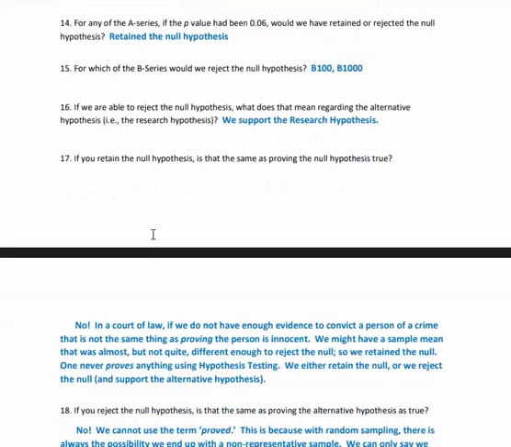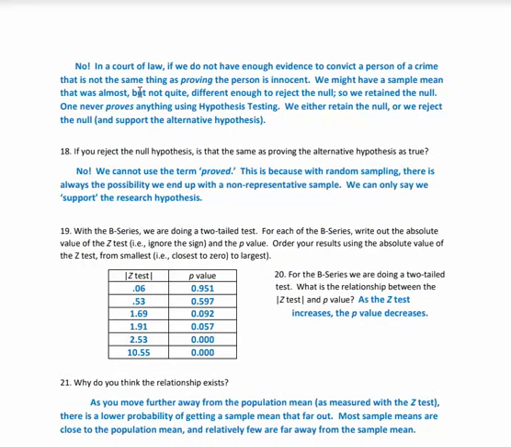Okay, let's see. Number 17. If you retain the null hypothesis, is that the same as proving the null hypothesis true? And our answer is no. In a court of law, if we do not have enough evidence to convict a person of a crime, that is not the same thing as proving the person is innocent. We might have a sample mean that was almost but not quite different enough to reject the null. So we retain the null. One never proves anything using hypothesis testing. It's probabilistic. So we either retain the null or we reject the null. And when we reject the null, then we get to support our alternative hypothesis, also known as the research hypothesis.